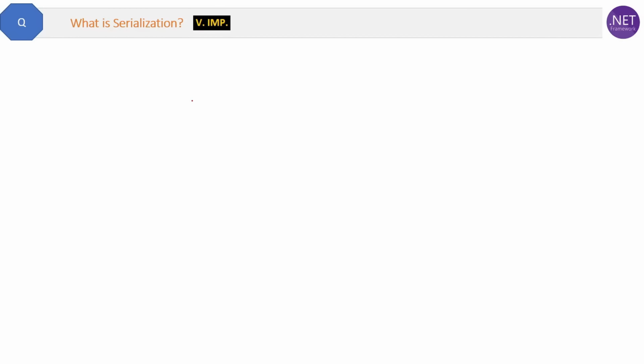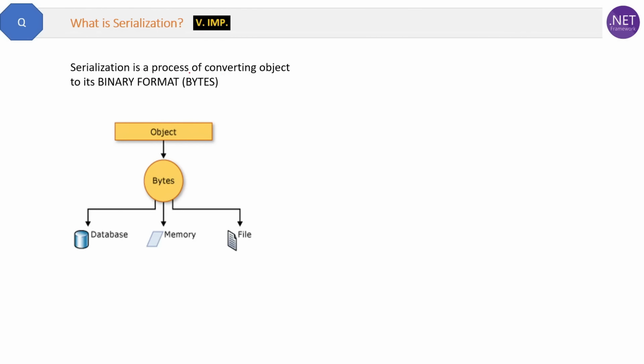What is serialization? This is a very important question. So let's check out the answer. Serialization is a process of converting an object to binary format. So in your application you have objects. You can convert them into bytes and then save them in a database, memory or file. Why would you convert them into bytes? That is the question.